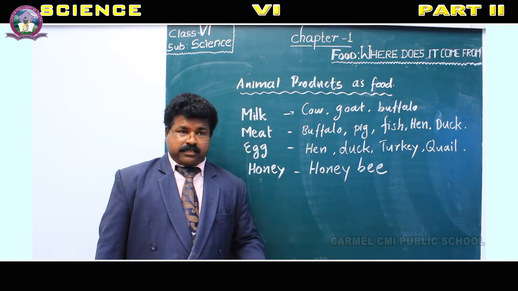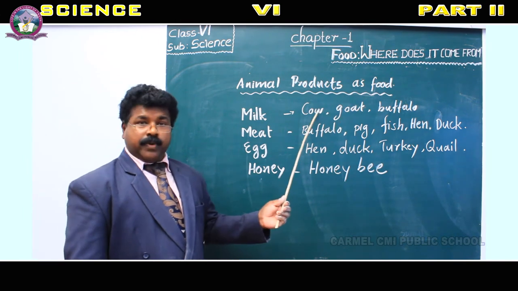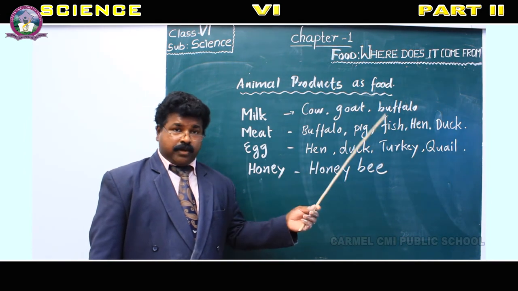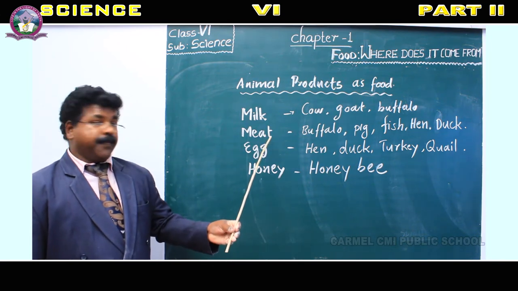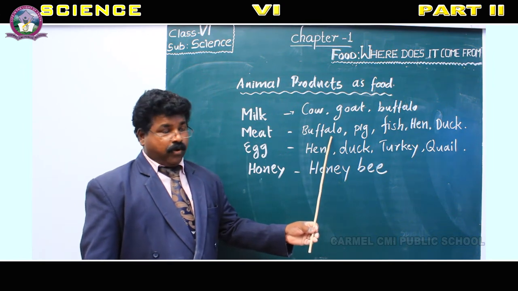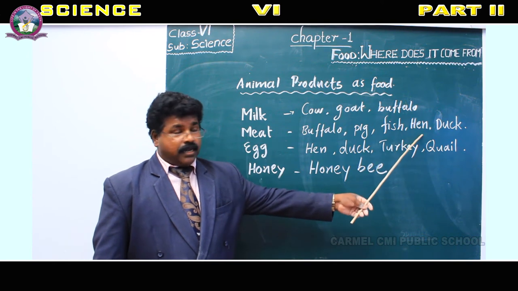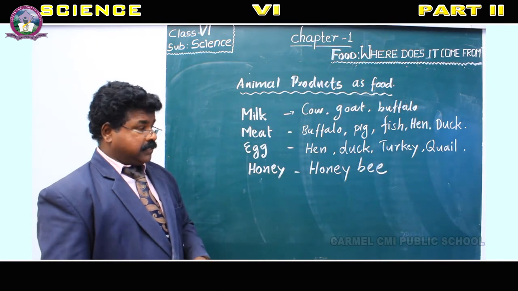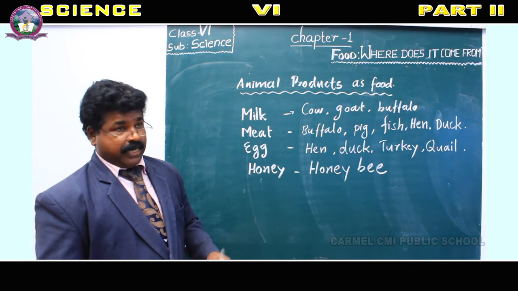But in some states, especially in Rajasthan, a large number of camels are available. The people in that particular area collect camel's milk also and make it a part of their food. Now let us see the source of meat. For meat, we are depending mainly on buffaloes and pig, then fish, hen, duck, etc. There are so many animals as well as birds which provide us meat.